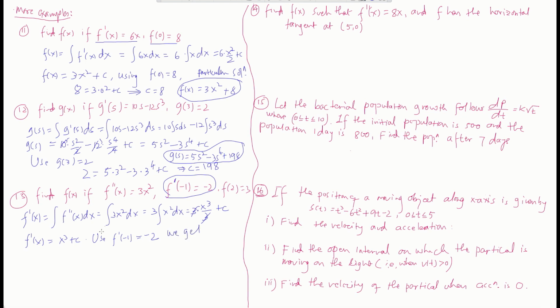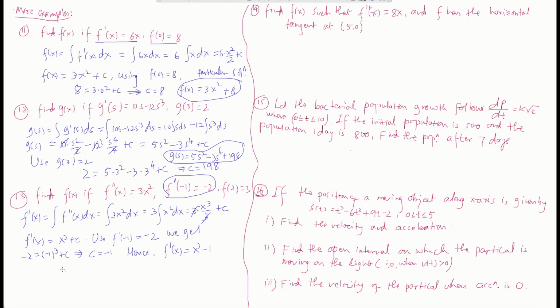Replace x by -1. So you will get f prime of -1, that is -2, equals (-1) cubed plus c. This implies, what do you get? (-1) to the third is -1, and you add 1 on both sides, so c equals -1. That's what you get, so you plug in here. Hence f prime of x equals x cubed minus 1. You see that? Now you need to find f(x) though.